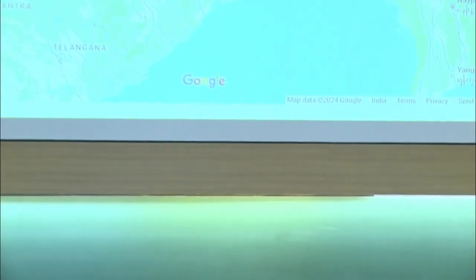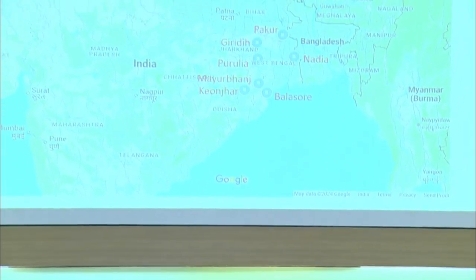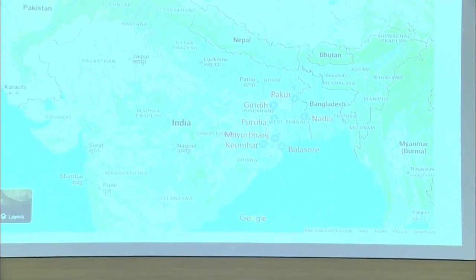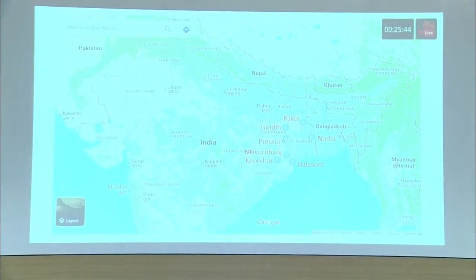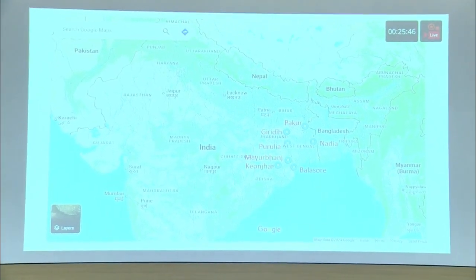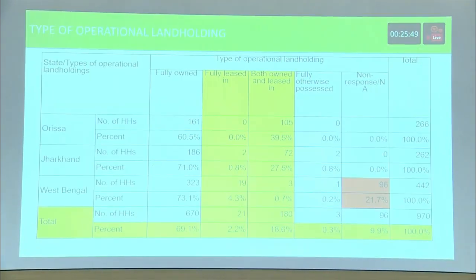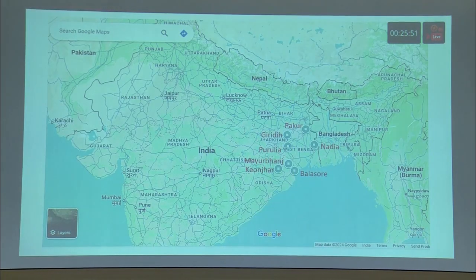I don't want to speak much on the methodology or show the maps. In the area you can see, especially in the Eastern Indian regions, I have marked all the red fonts. You can see the districts I have selected for the study: Pakur, Giridih, and Dhanbad, though Dhanbad is not showing here, in Jharkhand; Nadia and Purulia in West Bengal; and from Odisha we selected Mayurbhanj, Keonjhar, and Baleshwar districts. This covers the northern plateau regions and a part of the coastal plain regions.